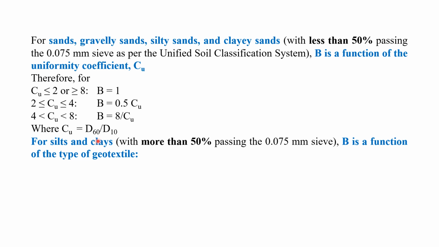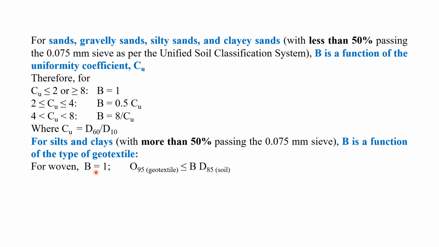So for silty and clay soil, that means more than 50% is going to pass through the 75 micron sieve. More than 50% passing means less than 50% retained. So in that case, B can be used as a function of the type of geotextile, whether it's a woven geotextile or non-woven geotextile, right? Here you can see the value of B is going to change depending upon the type of soil to be retained by the geotextile filter.